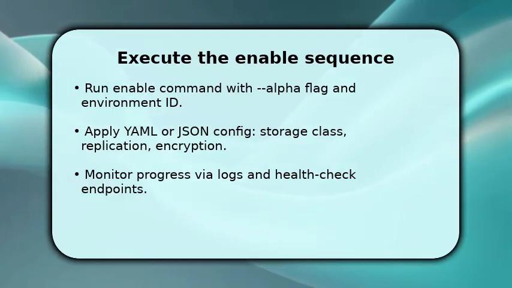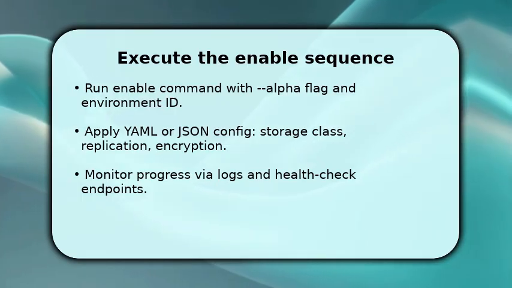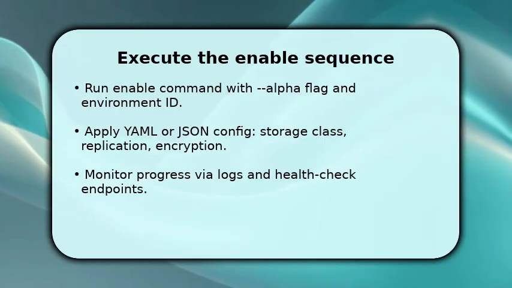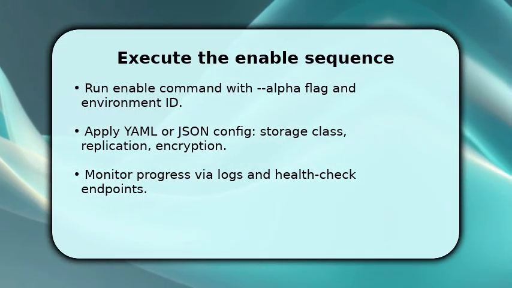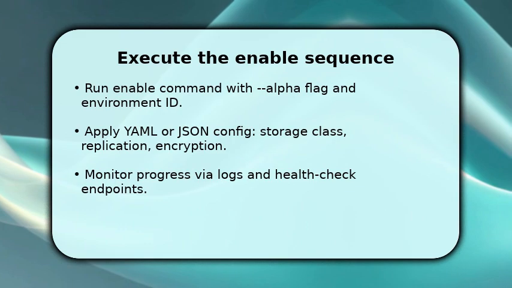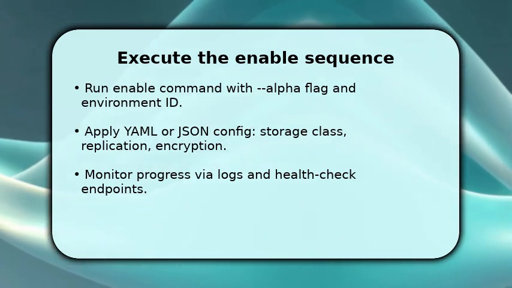Next, apply your configuration file, include storage class, replication factor, encryption keys, and any namespace bindings, so the store is provisioned correctly. Watch the orchestrator logs and health endpoints for phase status updates. Expect multiple reconcile cycles. If validation fails, the logs will show which resource needs correction before the feature can fully initialize.